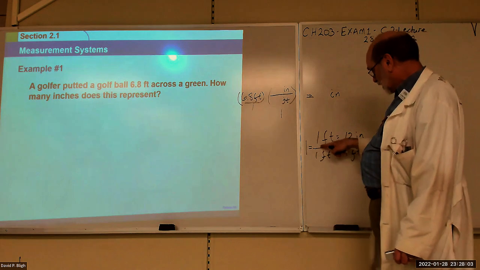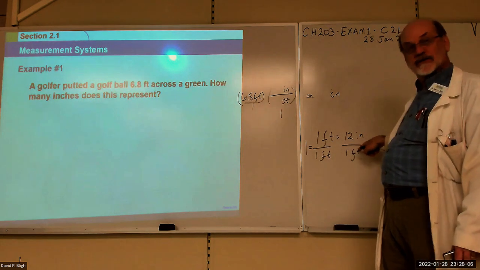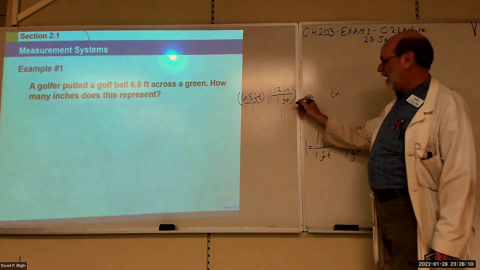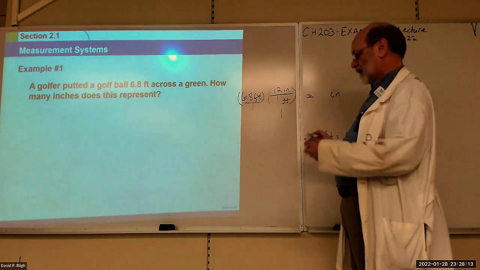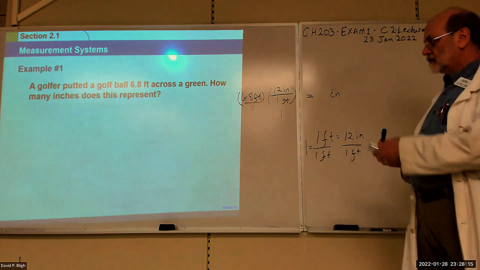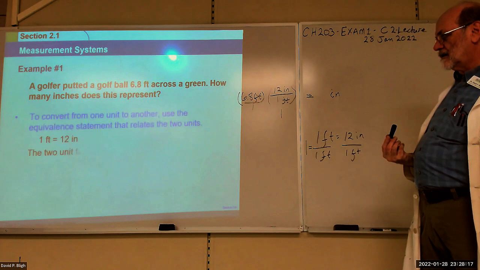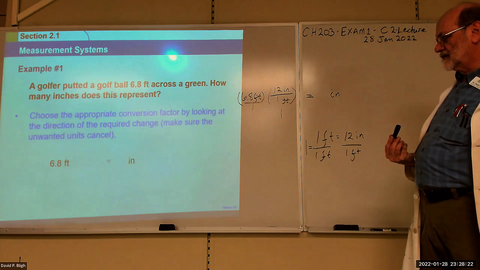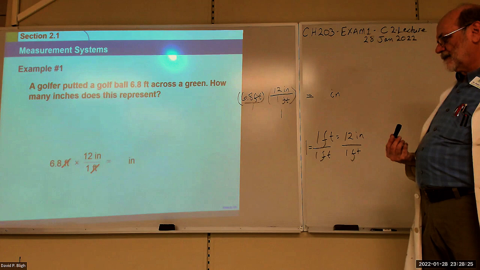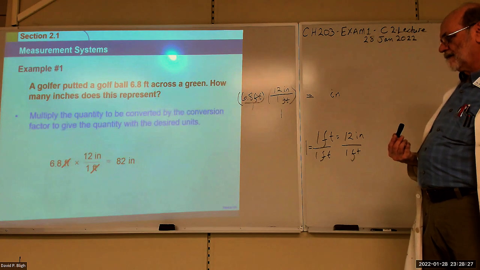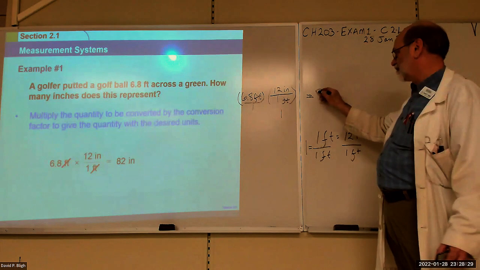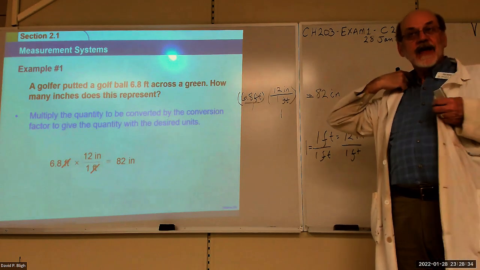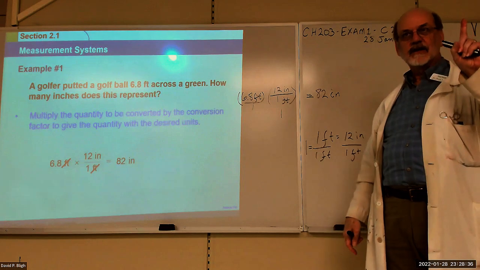And if this is one, I can substitute that equivalence in here. Now I can get rid of feet. 12 times 6.8 is 82 inches. That's why conversion factors work, because every conversion factor is equal to one.